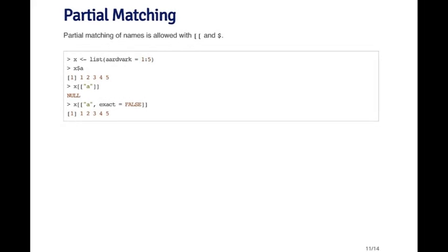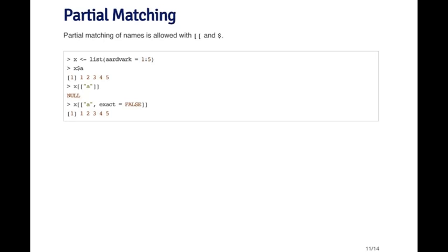So partial matching is a handy tool which can often save you a lot of typing at the command line. It's not particularly useful when you're writing out programs and functions, but it's very useful when you're working at the command line, typing things as fast as you can. The idea with partial matching is that it works with the double bracket and the $ operator.